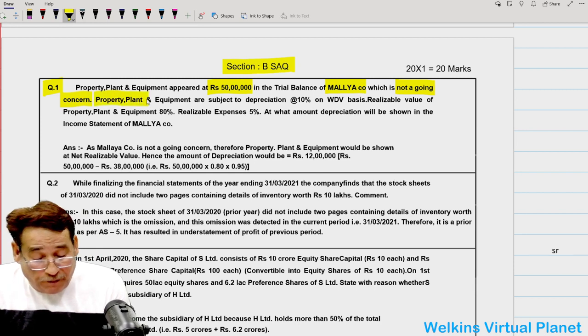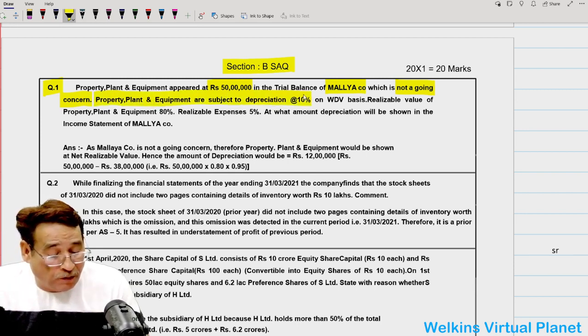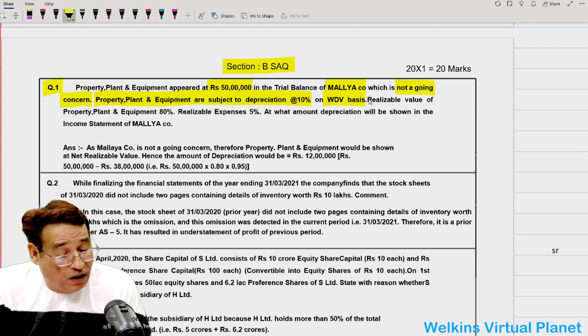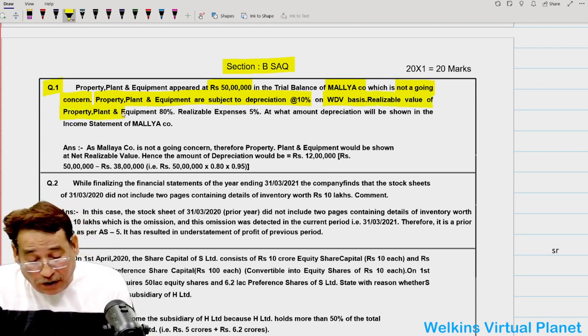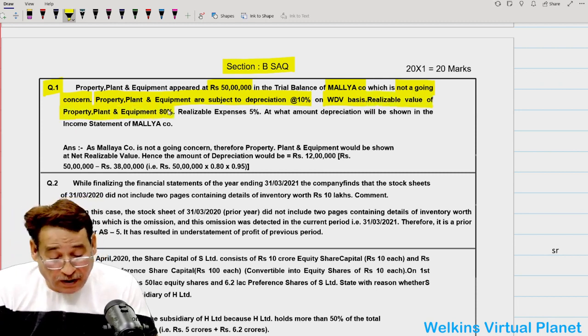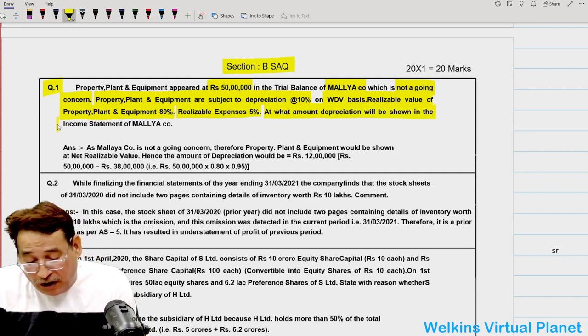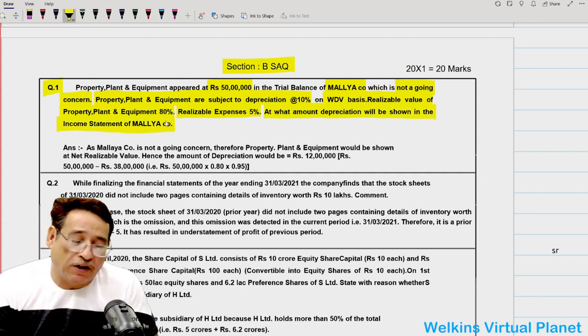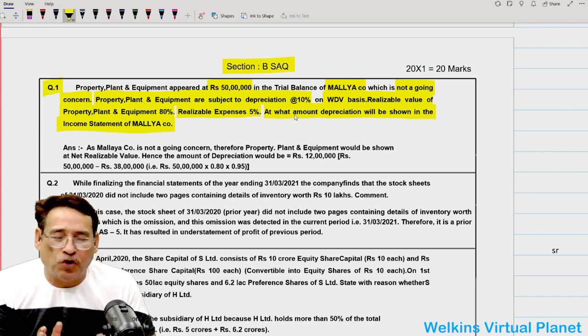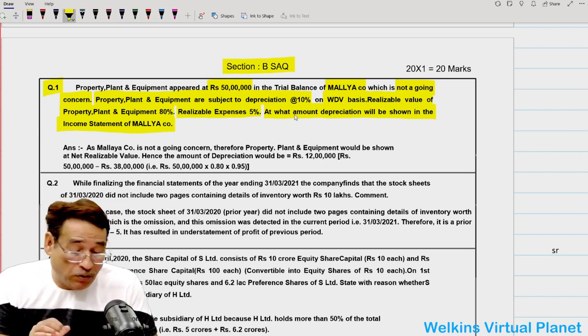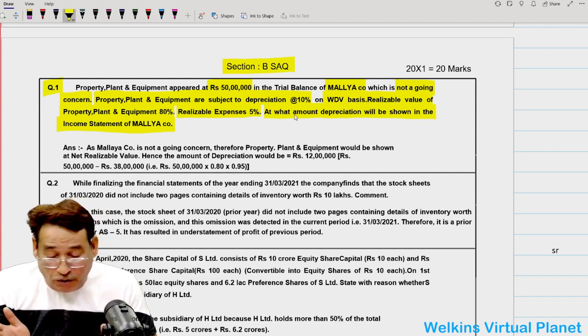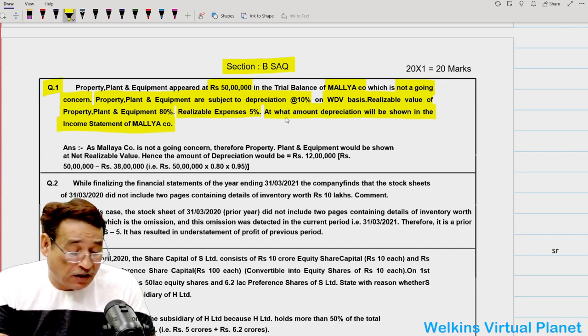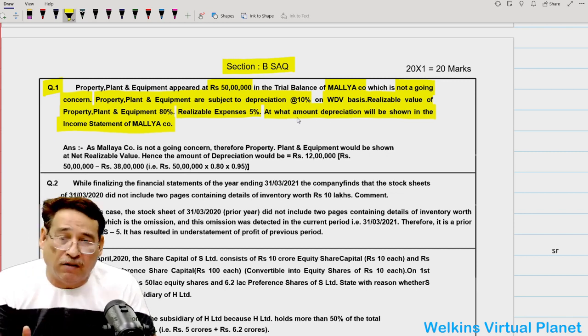Property, plant and equipment, further it is given, are subject to a depreciation of 10% on written down value basis, and realizable value of property, plant and equipment happens to be 80%, and realizable expenses amounted to 5%. What amount of depreciation will be shown in the income statement of Malia Company Limited? Honestly speaking, the question should have been actually, at what amount property, plant and equipment should be shown in the balance sheet. But anyway, they have asked what amount should be reflected in the income statement.